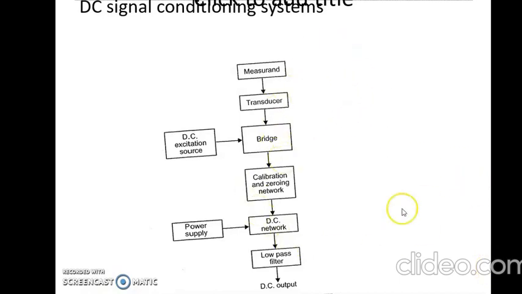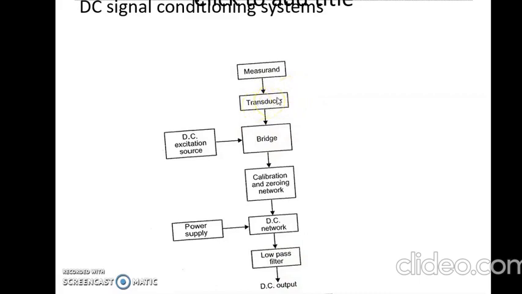Let us consider the block diagram of a DC signal conditioning system. This block diagram has blocks like measurand, transducer, bridge, DC excitation source, calibration and zeroing network, DC amplifier, low pass filter and DC output. Here let us consider an example of a strain gauge which is used as a transducer.